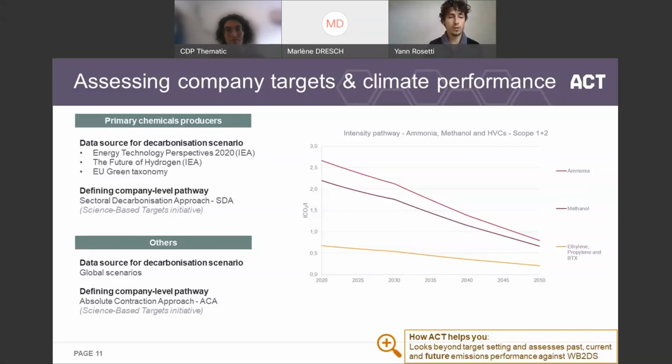Then for the other companies, so type B, we used as a source for decarbonization scenario a global scenario, because it was not possible to cover all companies and all activities with such sectoral scenarios as we just presented. And the allocation method used to go down to the company level pathway is the absolute contraction approach, ACA, that was also designed by the Science Based Targets Initiative a bit later than the SDA that we just introduced previously.